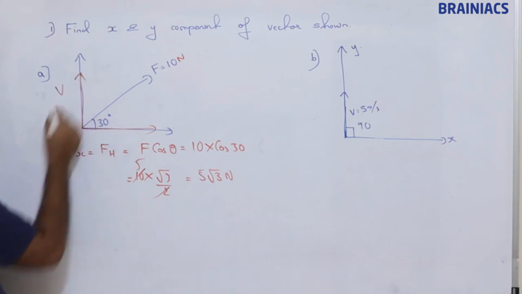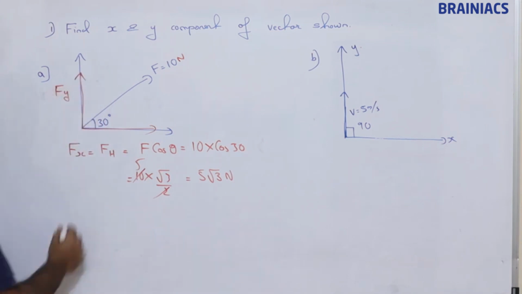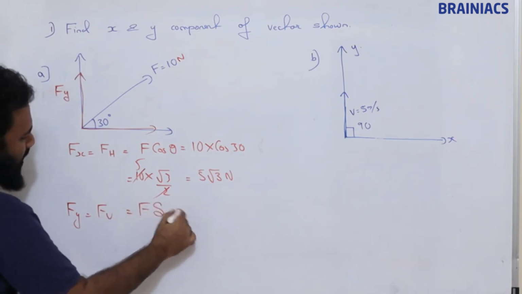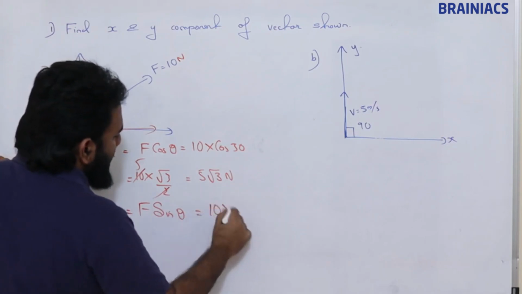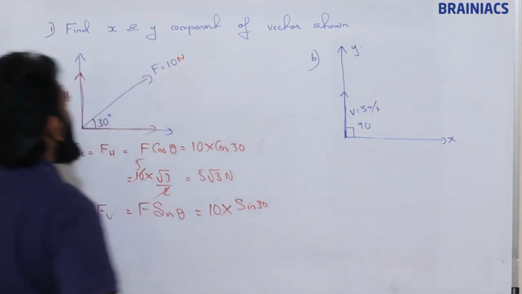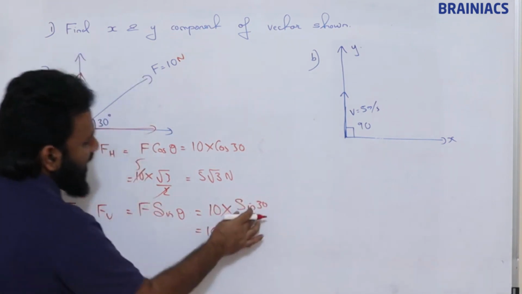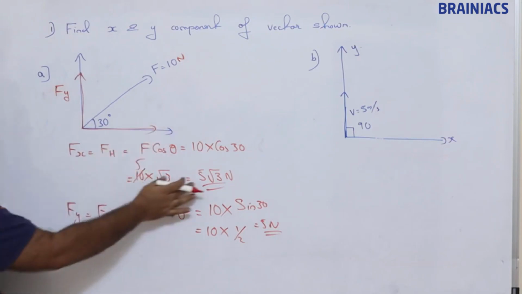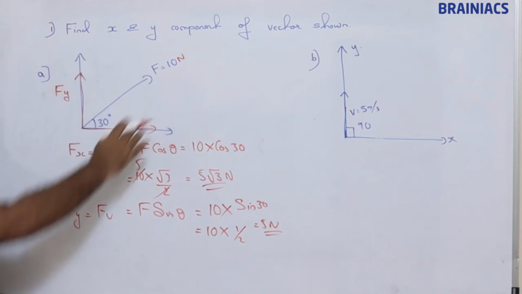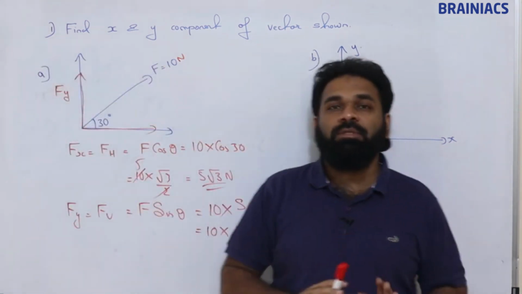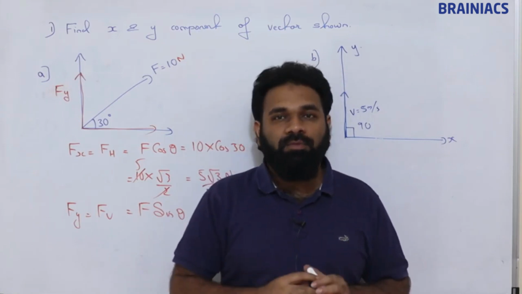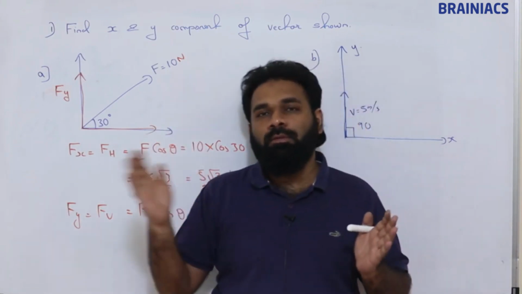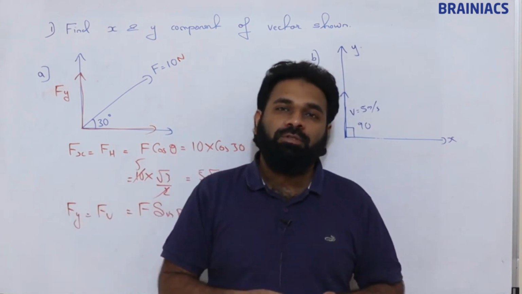Same way, this is nothing but Fy. So Fy is F vertical. This is nothing but F sin theta. So the force is 10 sin 30. Sin 30 is 1 by 2, so 10 into 1 by 2, we will be getting 5 newton. Okay, so the horizontal component is 5 root 3, the vertical component is 5 newton. This is very essential, very important to understand physics. Throughout physics we will have vector resolution like this. We resolve the vectors into horizontal component and vertical component so that the calculations will become easy.